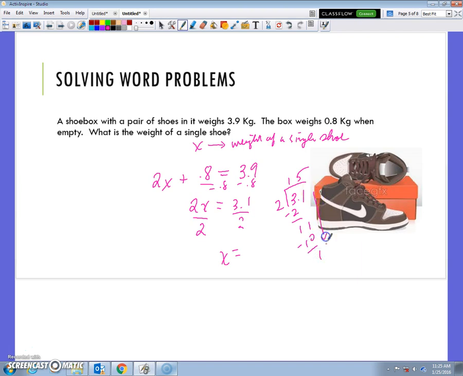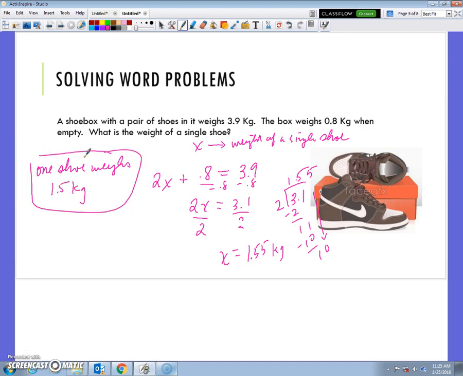And I can bring down a 0 if I would like. So in this case, each shoe weighs 1.55 kilograms. One shoe weighs 1.55 kilograms. And I think that makes sense. 1.55 plus 1.55 plus the 0.8 should equal 3.9. That would make sense if each shoe really is the same exact size and weight.